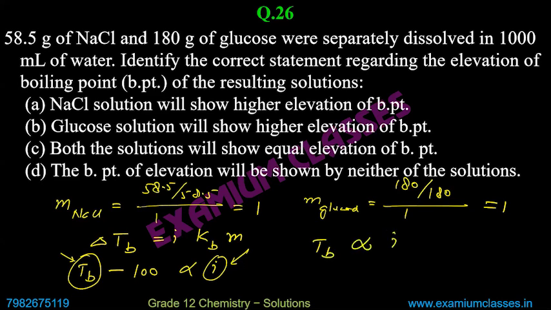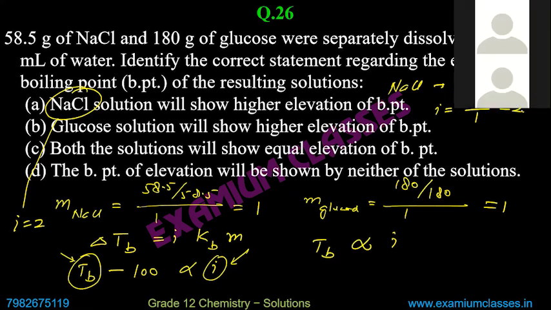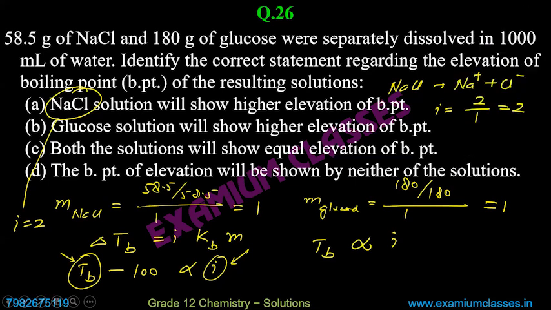So TB is directly proportional to I. TF is inversely proportional to I. So here in the NaCl case, I is 2 because NaCl gets ionized into Na plus and Cl minus. In case of glucose, it is 1 because glucose does not get ionized. So in case of NaCl, the value of I is greater, so TB will be greater. So higher elevation in case of NaCl. A will be the correct answer.